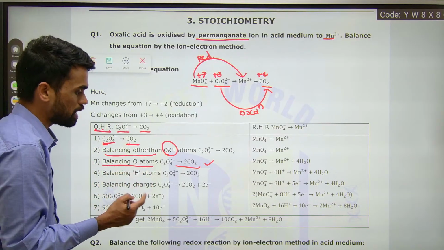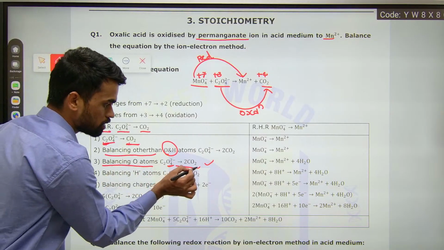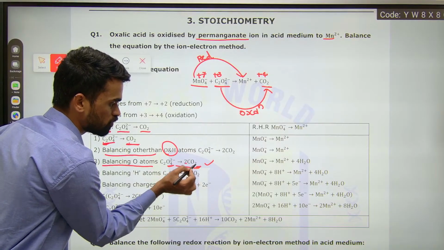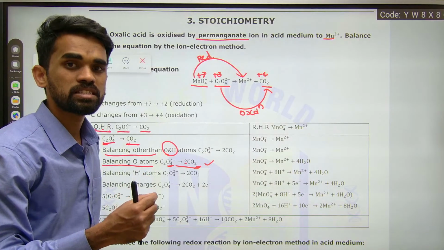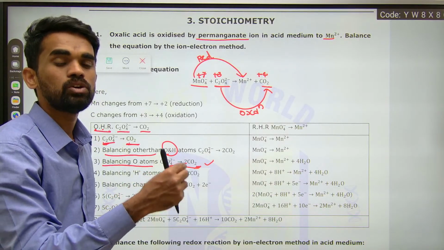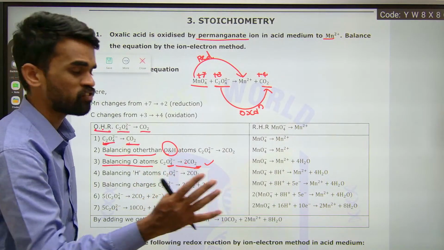Now balance oxygen atoms. How can we balance? Just check how many oxygens are there: 4 at the reactant side. Again, that should be the same on the product side also. 2 times 2 is 4. Yes, 4 is there. What if there is any deficiency in oxygen? You need to add a water molecule to the deficient side. Yes, there is no deficiency here, so there is no need of bothering about that.